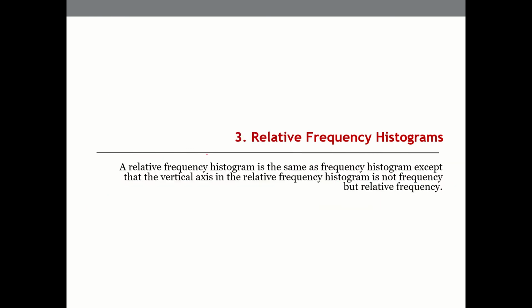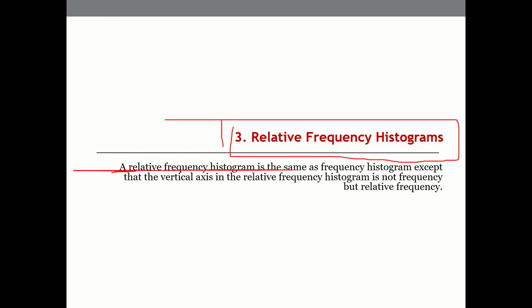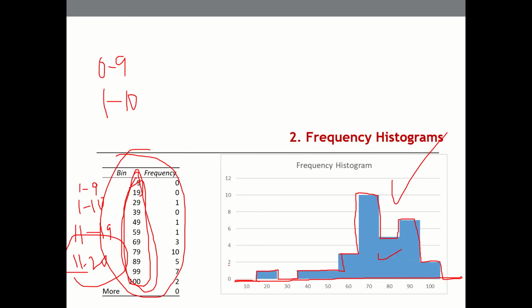There is a third way of representing the same data set, which is by relative frequency histogram. A relative frequency histogram is the same as a frequency histogram, except that the vertical axis is relative frequency, not the frequency. Here, frequency is numbers, right? Once it has occurred, twice it has occurred, 4 times, 5 times, 6 times, 8, and so on and so forth. How many times? Its absolute number is given here.